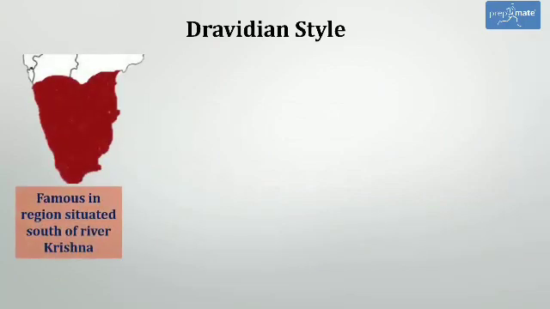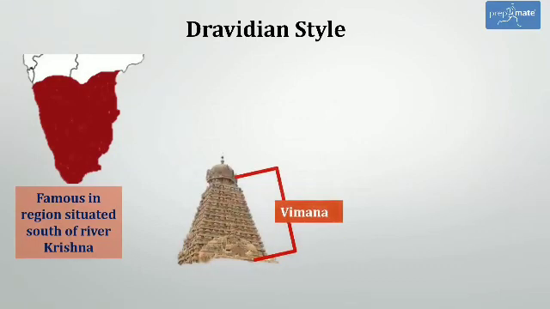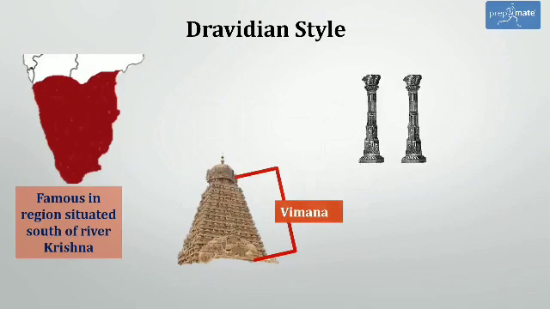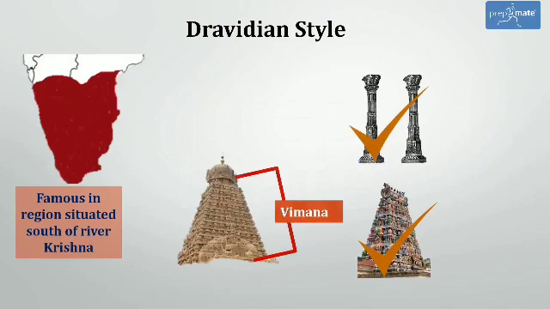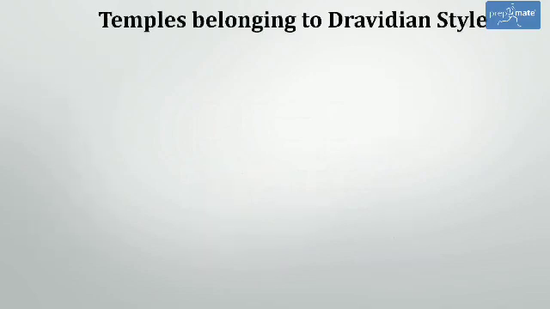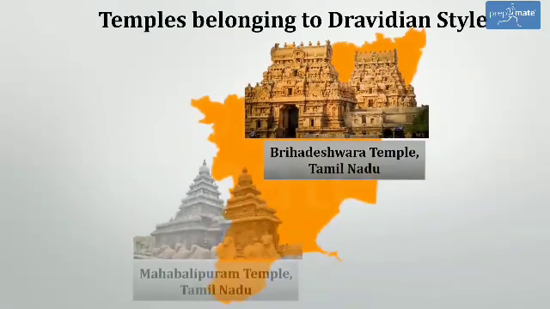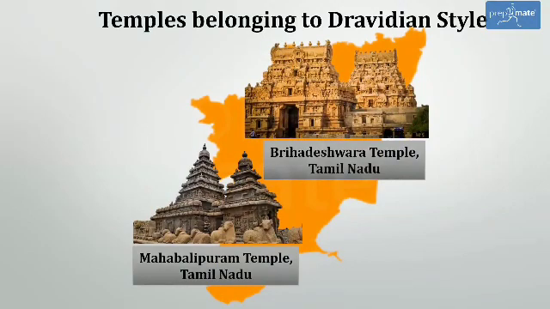Second was the Dravidian style. This style was famous in southern India in the region situated south of river Krishna. Towers in these temples were in the shape of a pyramid called the Vimanam. The pillars were a prominent feature in the Dravidian style. Gopurams were also present. The temples belonging to Dravidian style are Brihadeshwara Temple, Tamil Nadu, Mahabalipuram Temple, also in Tamil Nadu.